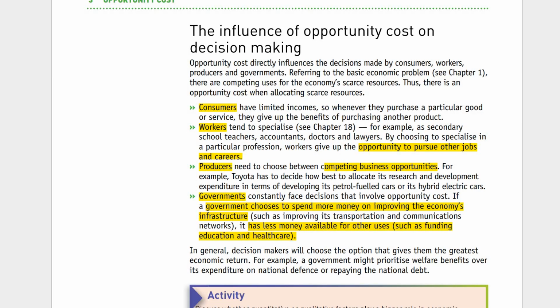Now we're going to cover the influence of opportunity cost on decision making. We're going to look through it through the lenses of consumers, workers, producers, and governments. Now, we know that consumers have limited income. So whenever they purchase a particular good or service, they have to give up the benefits of purchasing another service or product. When you're purchasing a game, say you have a $100 budget and you're spending it on PlayStation games, you can only pick a limited amount of games that you can spend on.